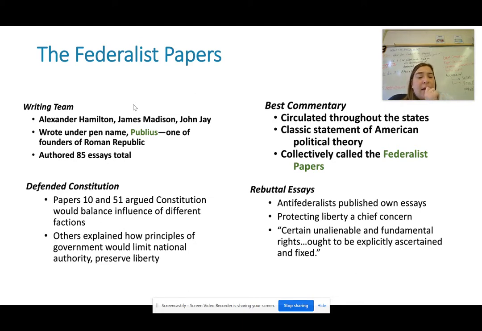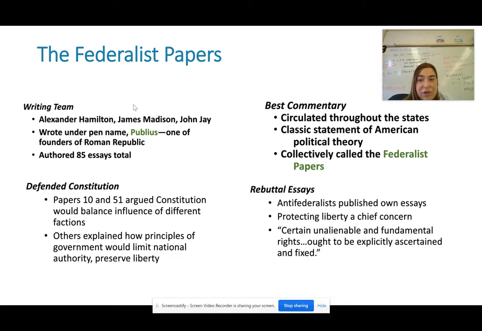Papers 10 and 51 argued that the Constitution would balance the influence of different factions. So remember how we saw the issue where it was a bunch of farmers, merchants, artisans, small farmers, big farmers, bankers, shopkeepers, things like that. All these different groups of people who are different. We also have the North and the South, where the South is highly agricultural and the North is becoming a little bit more industrialized. Basically, papers 10 and 51 argued that the Constitution would hold all of these different groups under the same standard, which would help unite the country and keep peace.